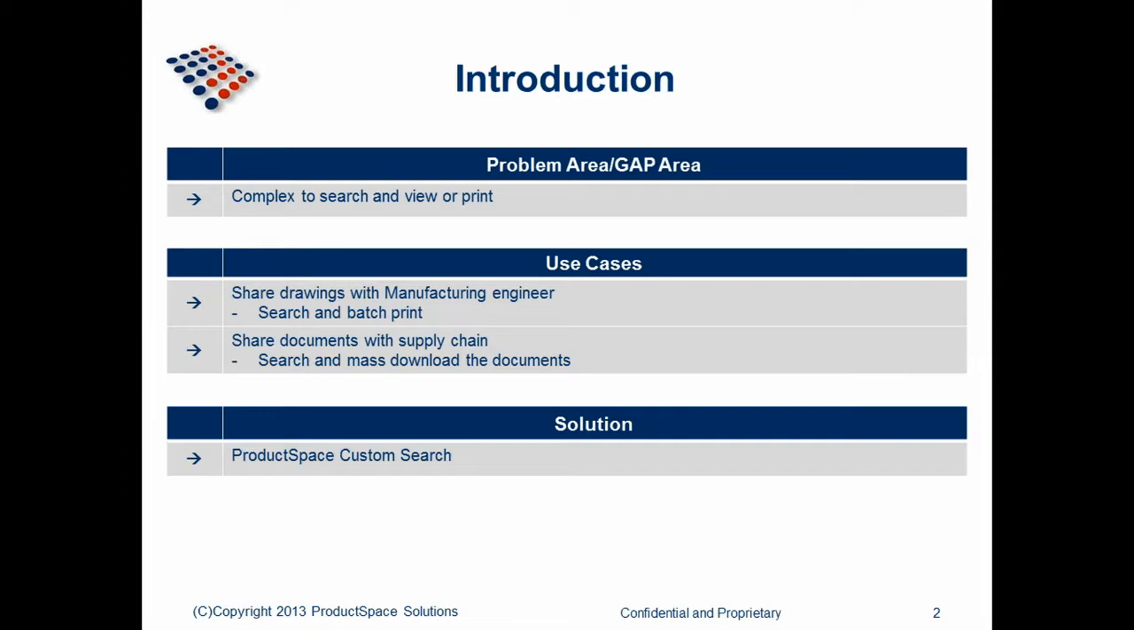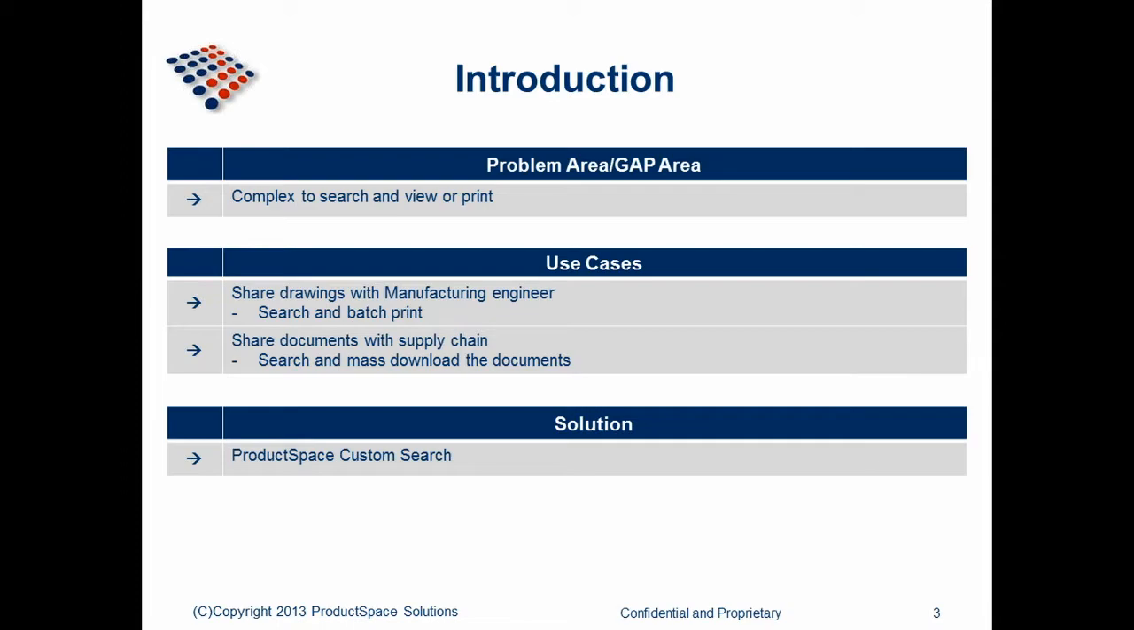So the first thing we'll take a look at is some of the problem areas that this tool addresses. The first one is the complexity of searching, viewing, and printing. You may have people on the manufacturing floor that don't necessarily need to be trained or learn every aspect of Windchill and how to navigate the system. So with this tool, these people that don't need to use Windchill like the engineering department does can find what they need and print their drawings and so forth.